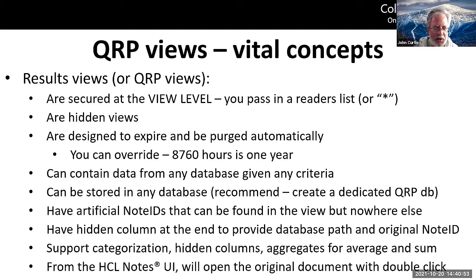Instead, we have hidden columns at the end to provide database path and original node ID. If you want to open them from LotusScript or Java, we have examples in the documentation to show you how. You have to fish out those values, then open it or manipulate the document that way. The reason is that they're spread out. Node IDs would clash, right? The same node ID can exist in 10 places. So what we do is qualify it in those hidden columns.